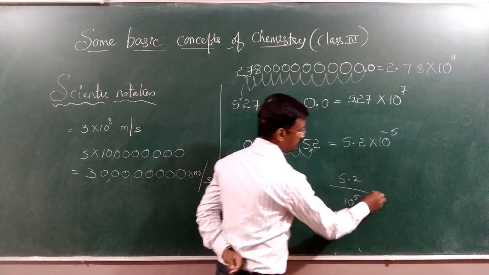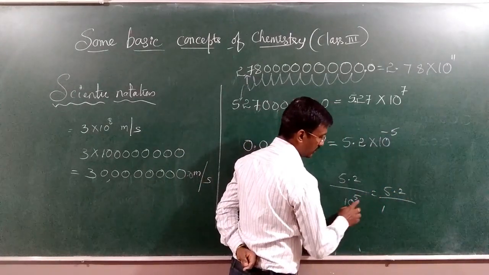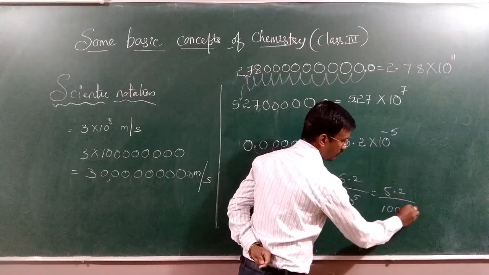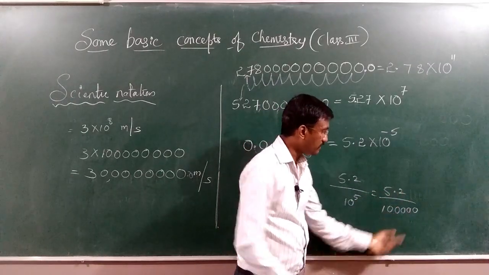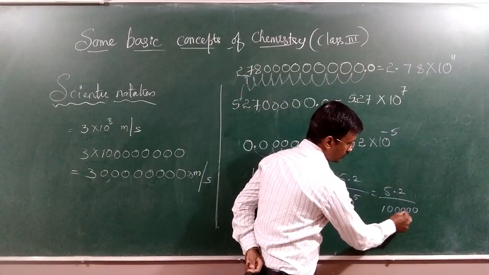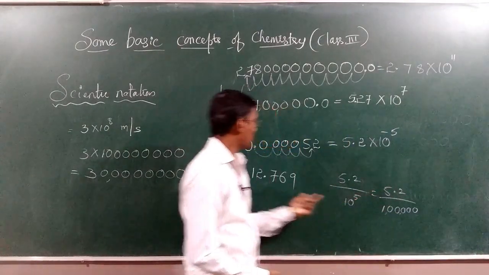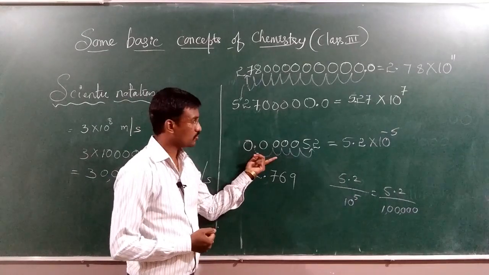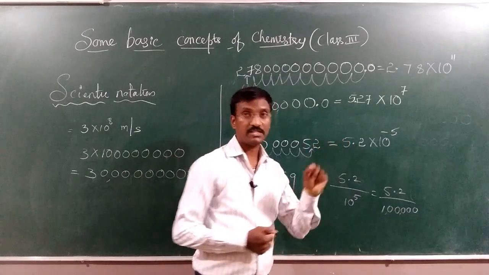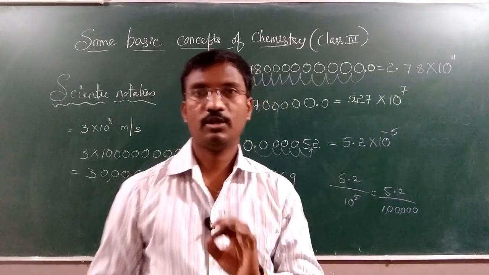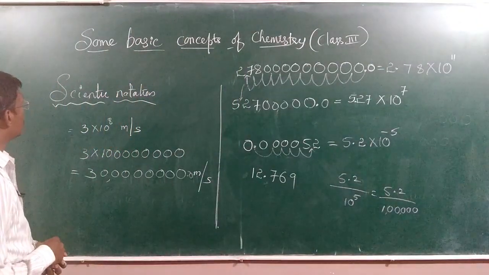It means 5.2 divided by 1, and then 10 raised to 5, which is 1, 2, 3, 4, 5, five zeros. So 5.2 is divided by 1 lakh, and the value you get is the same thing. So while writing scientific notation, the first digit should be the non-zero term. It should be the non-zero term. This is what we call scientific notation.